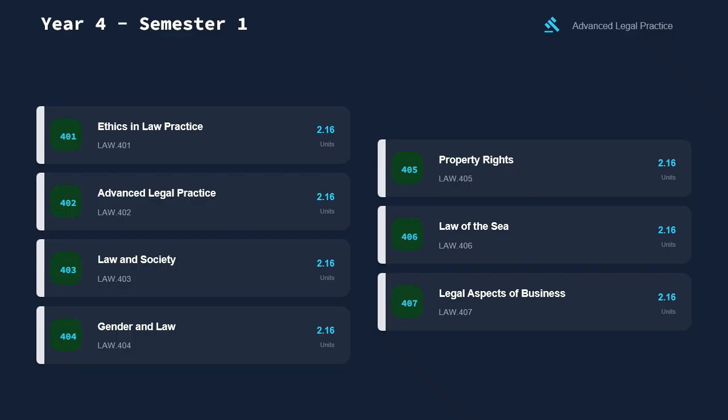This mirrors entrepreneurial practice development. Practical application: students should practice strategic thinking and practical application. 4.5 Transition to capstone and beyond, advanced practice as foundation for professional excellence. Advanced legal practice prepares students for the capstone project and entry into the profession.